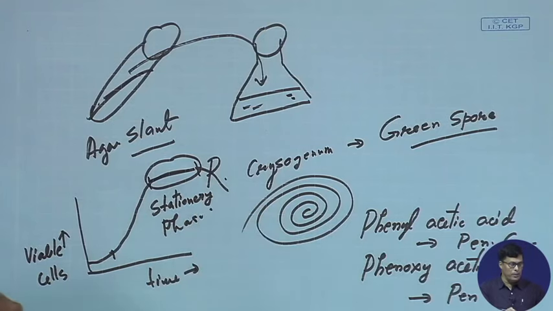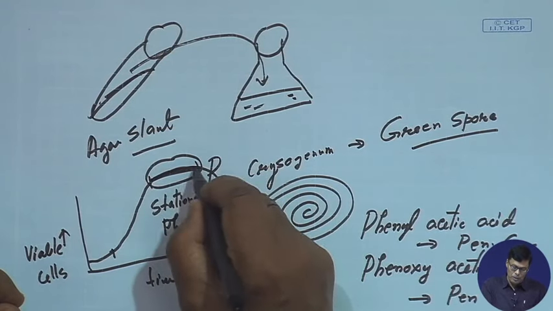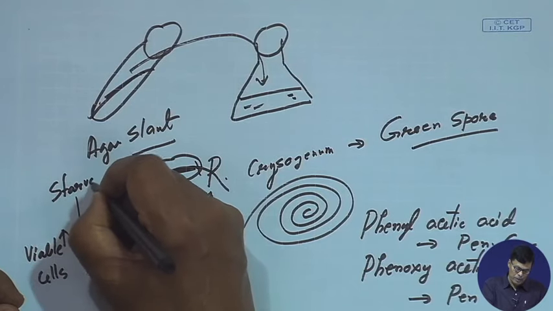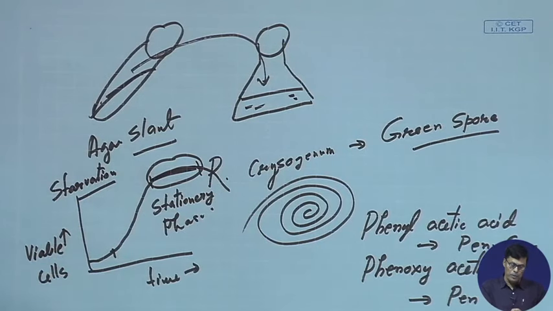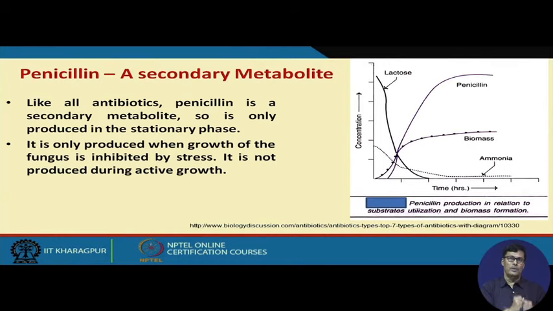Now this stationary phase is also called the starvation phase. Starvation means we don't have sufficient substrate for the organism, so the organism struggles to survive. That is the difference we have, and like all antibiotics, during this process their metabolism changes a little bit. So penicillin is produced there, and that is why we call it a secondary metabolite.